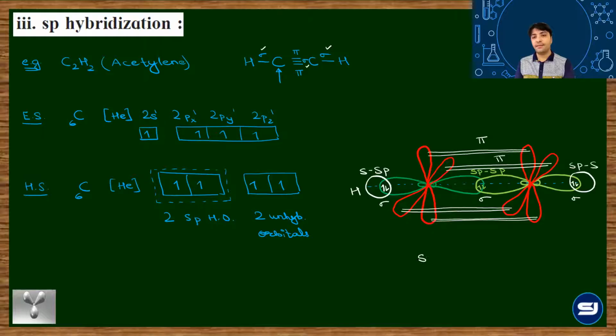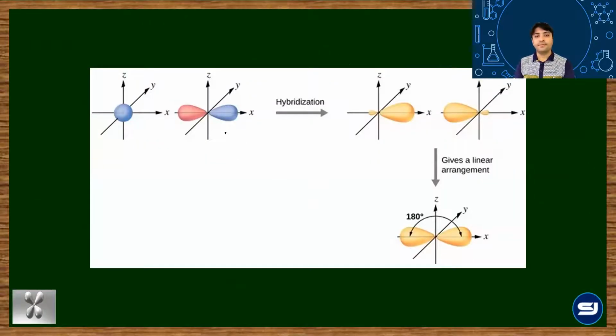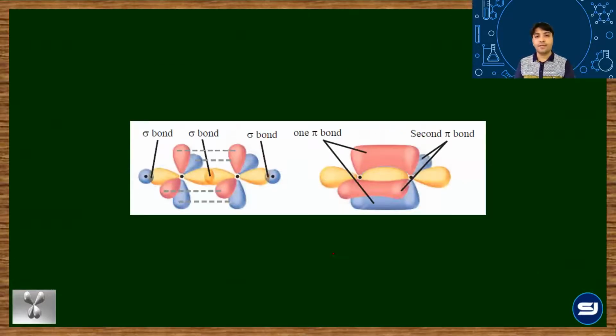So finally, ethyne undergoes sp hybridization. Rather, the carbon of ethyne undergoes sp hybridization as a linear geometry, and the bond angle is 180 degrees. So this is S, and the PX, which will mix to form the two SP hybrid orbitals inclined at an angle of 180 degrees. And this is the electron cloud diagram.